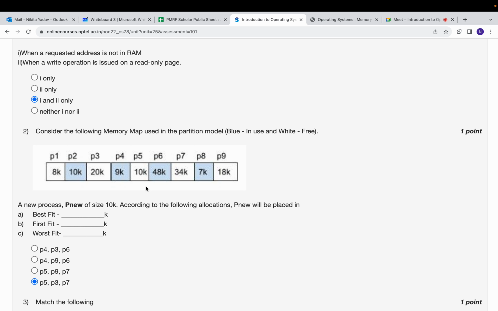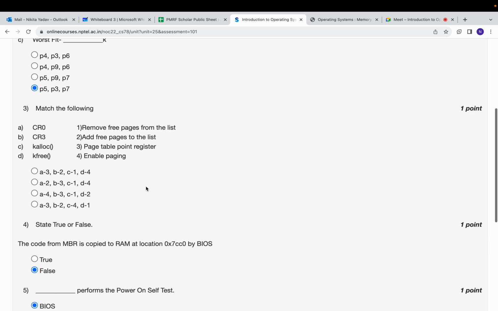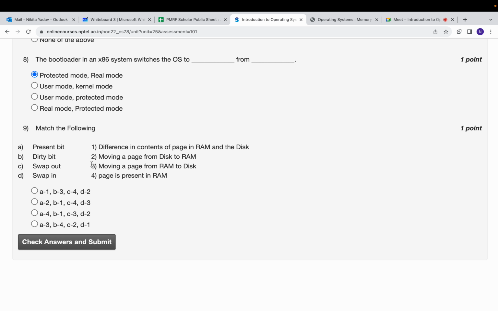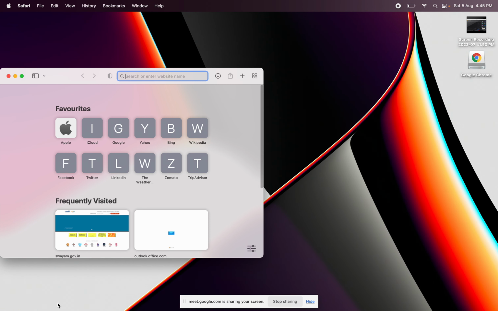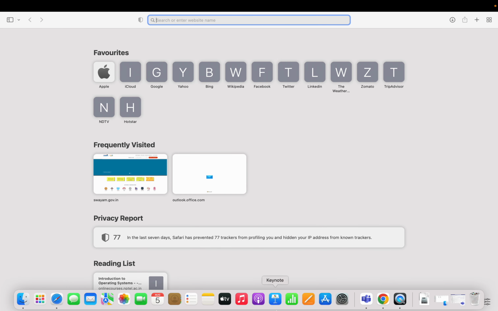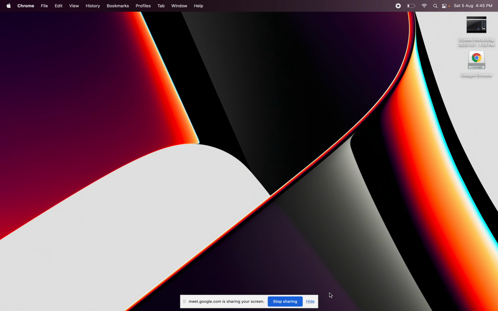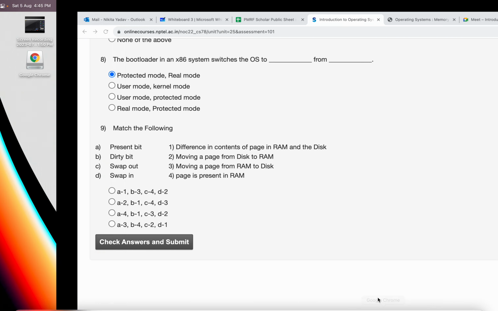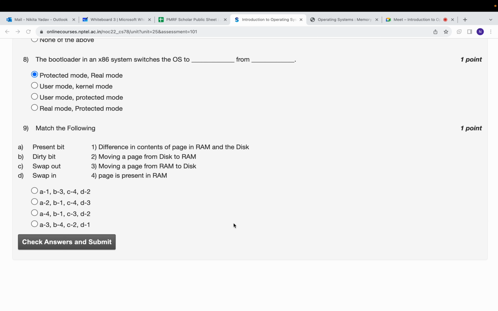Can you recollect that match the following one? Yeah, match the following, the last one. I can do it. Present bit, dirty bit. You talked about that, right? Can anyone just tell me whether this question is in your week 2 assignment or not? Just a minute, I will check.